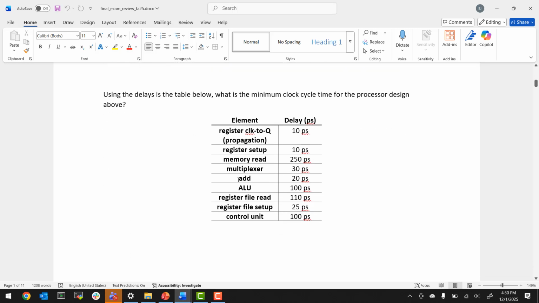Using the delays in the table below, what's the minimum clock cycle time for the processor design? Now I'm giving you the propagation delays for all of the stuff in here, including the register propagation delay, right? That's the PCQ, PPQ, PPD, PQD. I can't remember what the variable is for that, but basically how long it takes for a register to update after the clock, right?